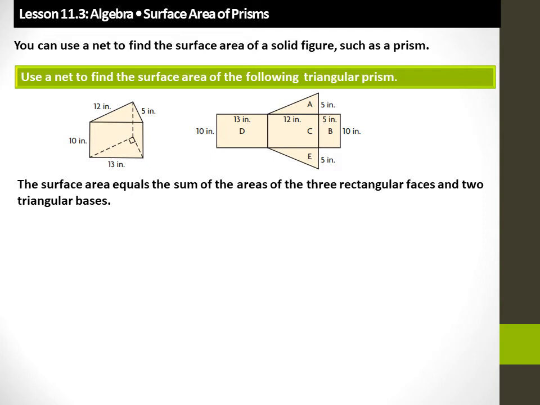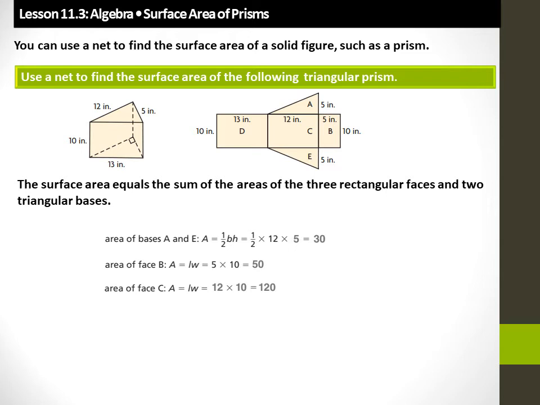The bases have the same area since they have the same dimensions, 12 inches and 5 inches. You already know that the area of a triangle is equal to base times height over 2. So the area of bases A and E is equal to 30 square inches. The area of a rectangle is equal to length times width. So the area of face B is equal to 50 square inches. That of face C is equal to 120 square inches. And the area of face D is equal to 130 square inches.